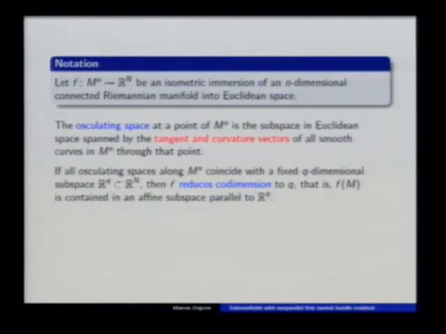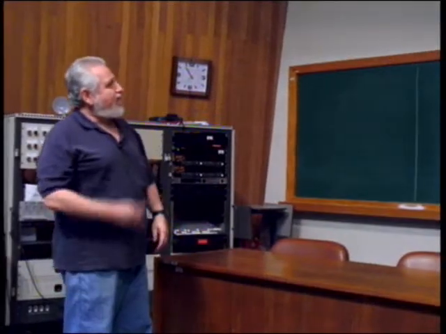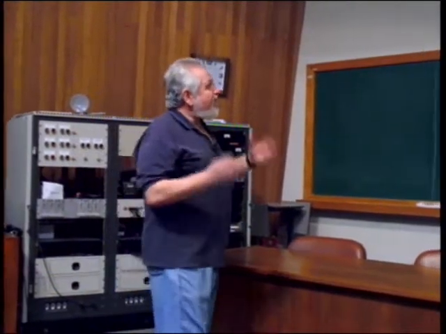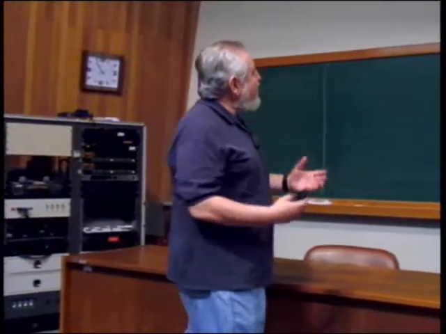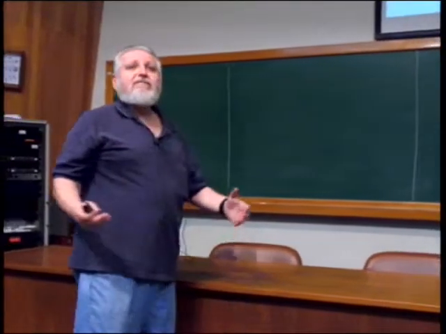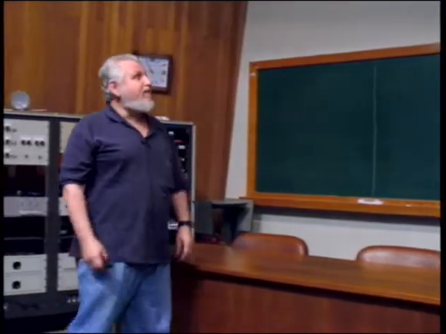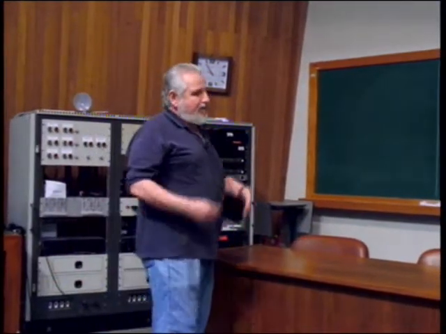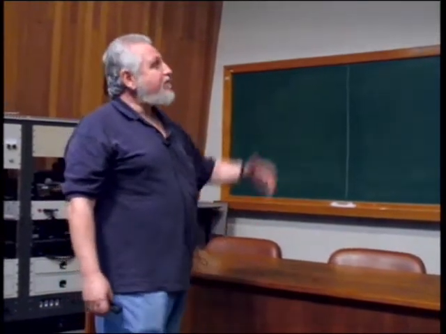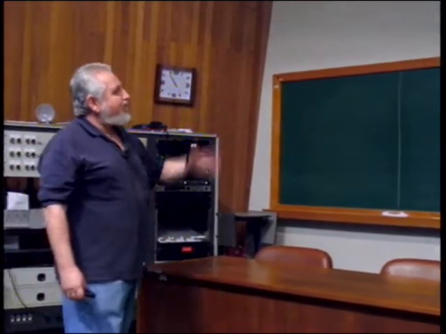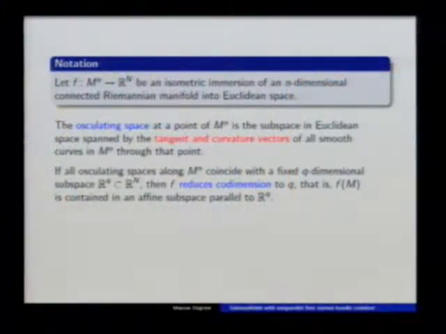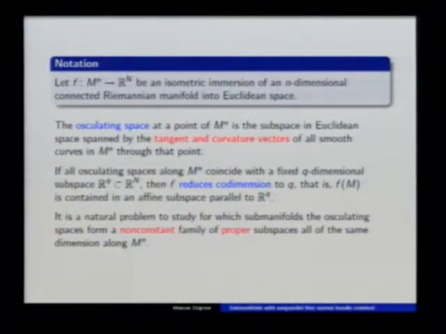So if it happened that all osculating spaces, I mean at all points, are parallel to a fixed q-dimensional Euclidean subspace, then the submanifold reduces codimension. In other words, it's contained in some affine subspace of the same dimension. So I say here that it's a natural problem to study.